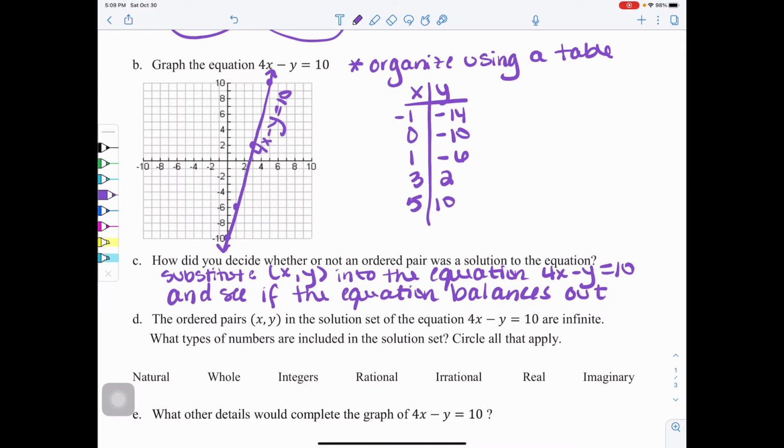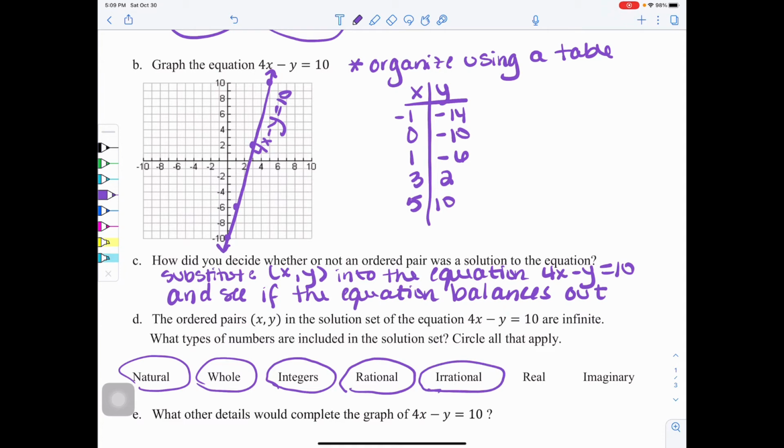So if they're infinite, we want to think about the different types of numbers we can have. So remember, natural numbers are the same as counting numbers. Did we have natural numbers as part of our solution? We did. We also had whole numbers, which includes 0. We had a value of 0. Integers brings in our negatives. We definitely have those. Now, rational numbers. Is it possible for us to have decimal or fraction combinations that will make this equation true? Yes, there is. Okay. Irrational numbers as well. And real numbers. The only numbers that are not going to be included in these solutions are imaginary numbers, which remember are square roots of negative numbers.